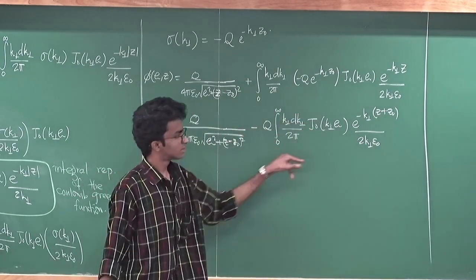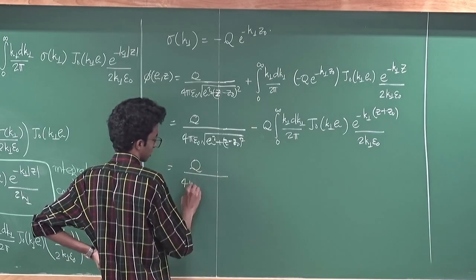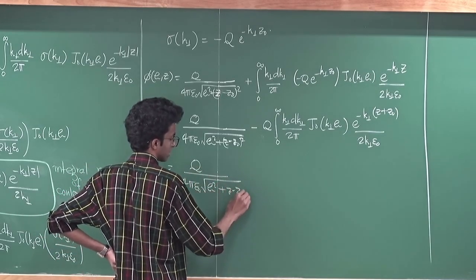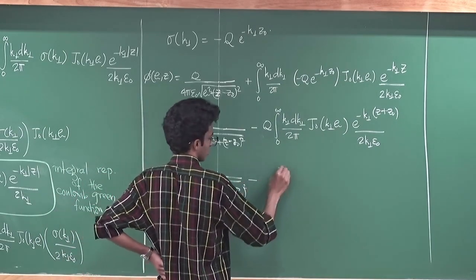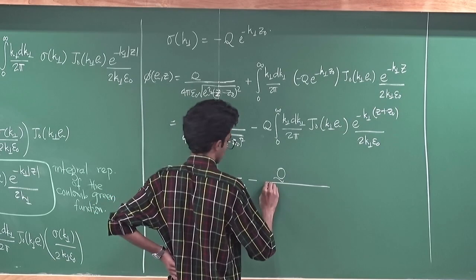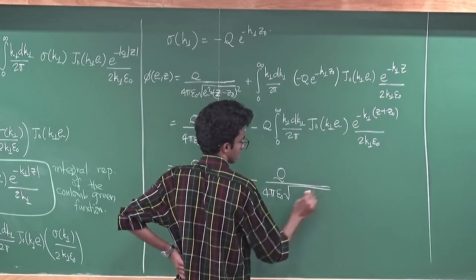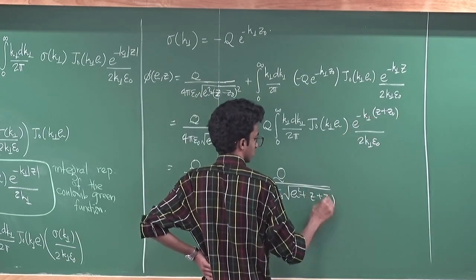And this, you can write it in this form. So the answer becomes q over 4 pi epsilon naught square root of rho squared plus (z minus z naught) whole squared, minus q over 4 pi epsilon naught square root of rho squared plus (z plus z naught) whole squared.